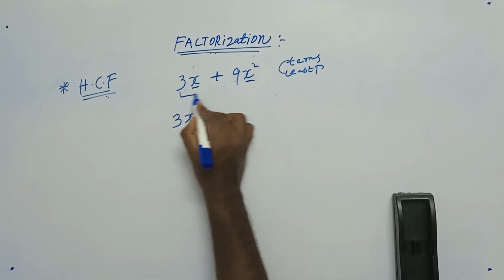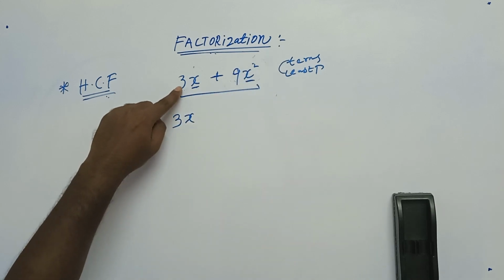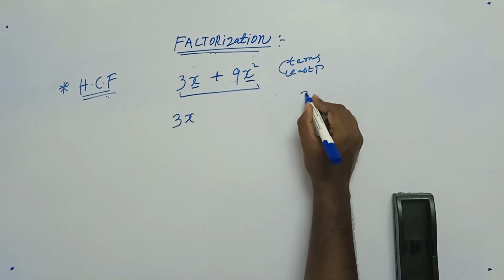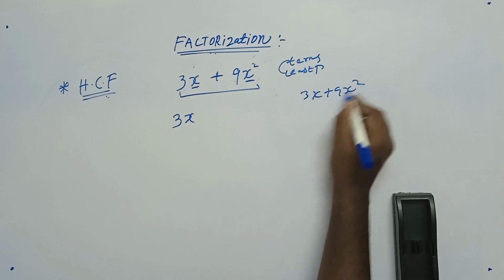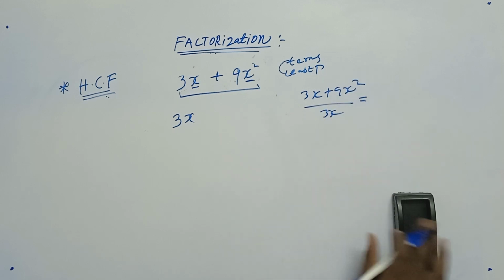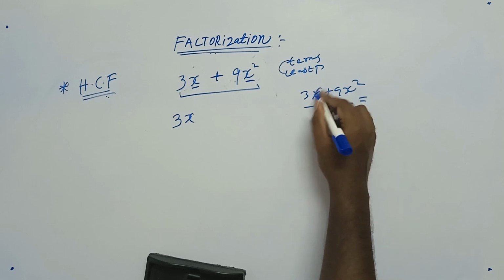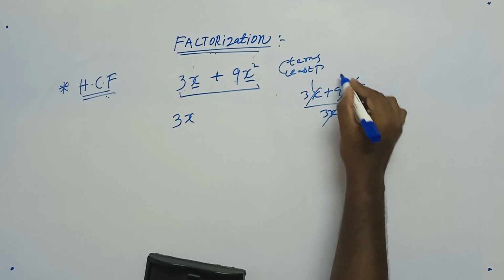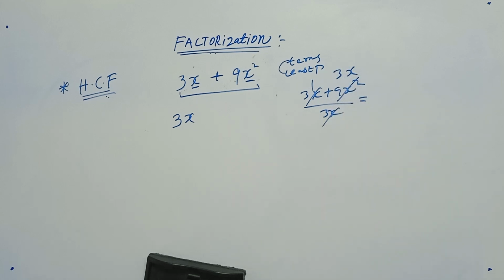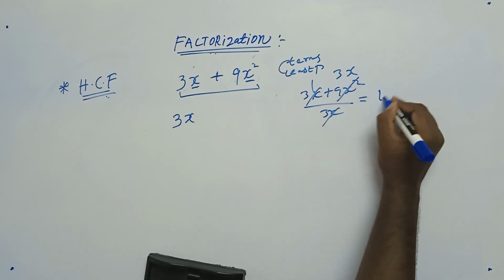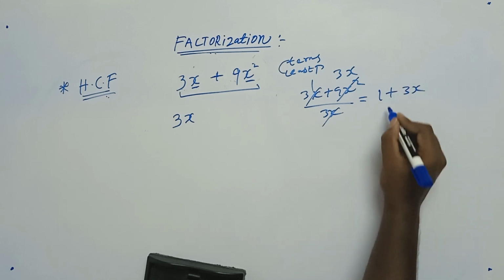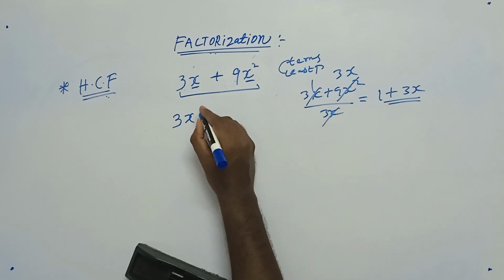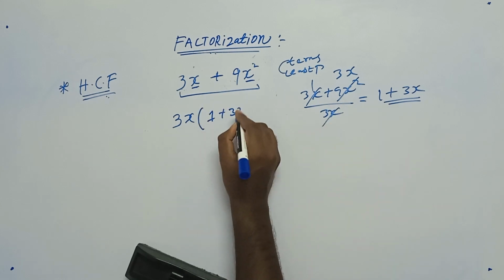Okay, we are going to divide 3x plus 9x square by 3x. So if you divide 3x plus 9x square by 3x, what are you going to get? 3x times 1 is 3x. 3x times 3x is 9x square. That means 1 plus 3x is the quotient. So here you are going to multiply the quotient, which is 1 plus 3x.